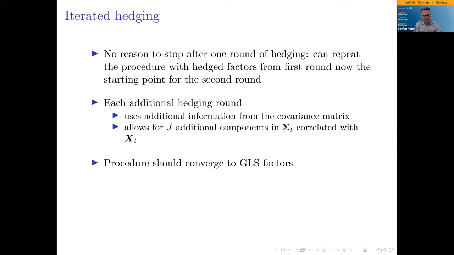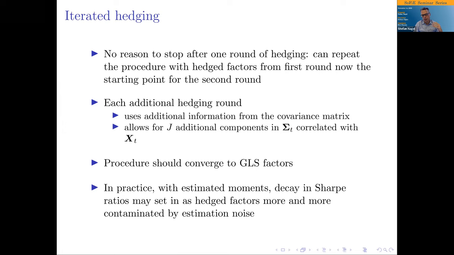And so here's just a conjecture. We haven't proven this, but with known moments, it seems likely that this would converge to the GLS factors if you do, actually it wouldn't have to be infinite, but a high enough number of rounds of iterating on this hedging procedure. Of course, in practice, one is going to work with estimated moments. And so you could actually make it worse by doing a hedging round, because you're bringing in estimation noise. And so empirically, it's an interesting question what the optimal number of hedging rounds is here.